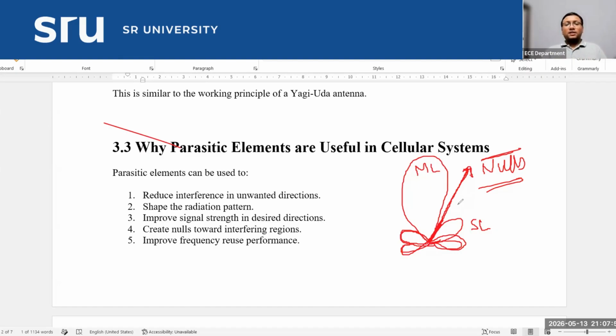So this type of arrangement actually improves frequency reuse performance, because frequency reuse means I am using the same frequency at some distance. So I should be very careful that when I am using some frequency in this location and I am using the same frequency in this location, these two regions should not interfere with each other by the antenna radiation.